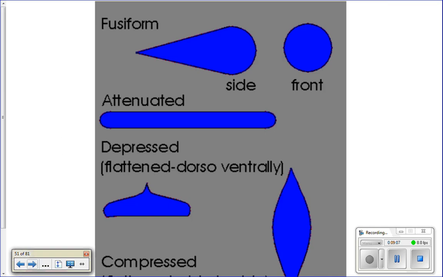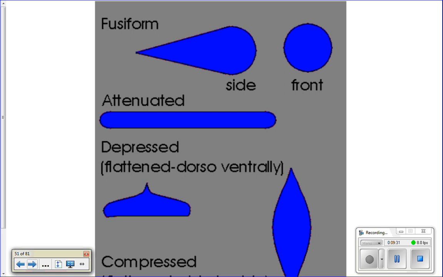Okay, as you do your reading and take your notes, which are due on Wednesday, you're going to hear and probably read about some other shapes of fish. Here are some of the other shapes that fish can be and terms that you'll hear. There's a shape of fish called fusiform. A fusiform fish is teardrop shaped.